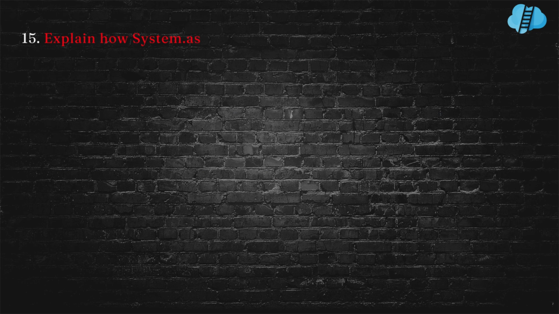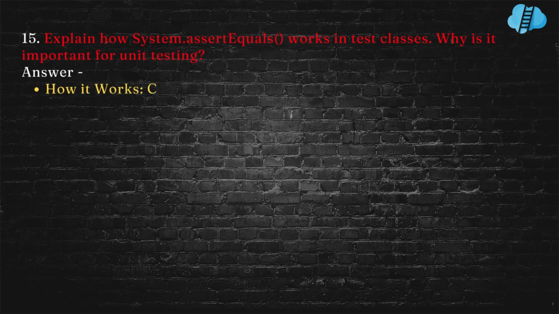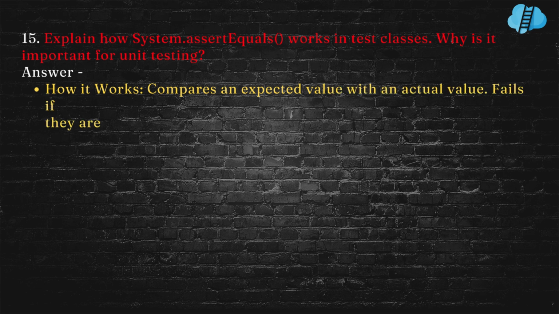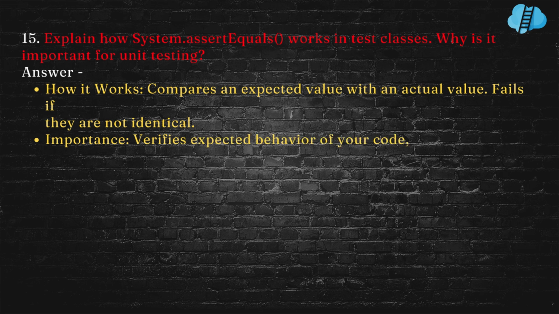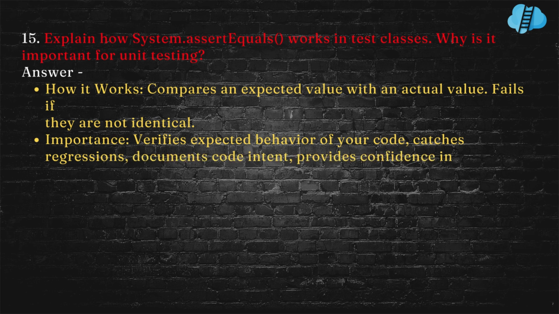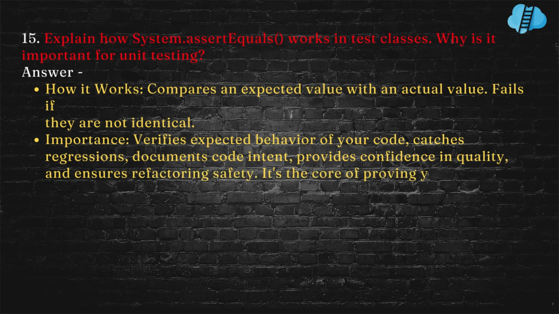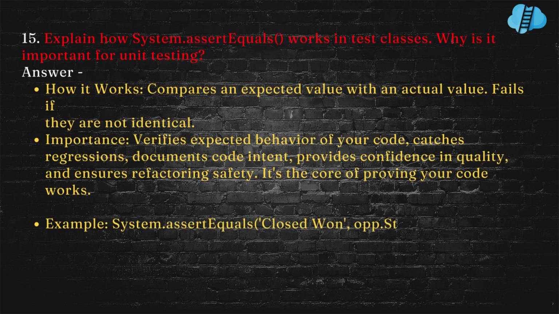15. Explain how System.assertEquals works in test classes. Why is it important for unit testing? Answer. How it works: compares an expected value with an actual value. Fails if they are not identical. Importance: verifies expected behavior of your code, catches regressions, documents code intent, provides confidence in quality, and ensures refactoring safety. It's the core of proving your code works. Example: System.assertEquals('Closed One', opp.StageName).